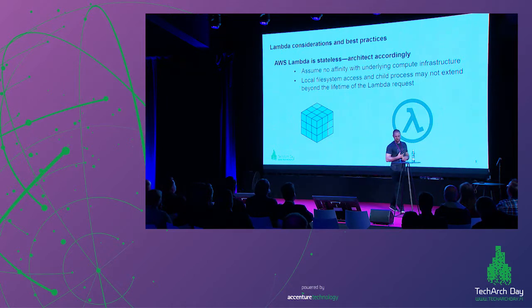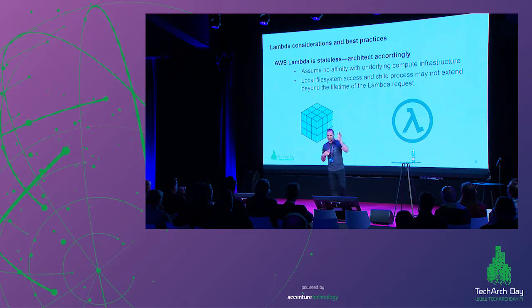So, some consideration before I go into architecture. Lambda, especially AWS Lambda, is stateless. What we mean by that is that when you deploy a function in the cloud, you should assume absolutely no affinity with the infrastructure, right? So you should always store the state of your function somewhere outside of the Lambda service.